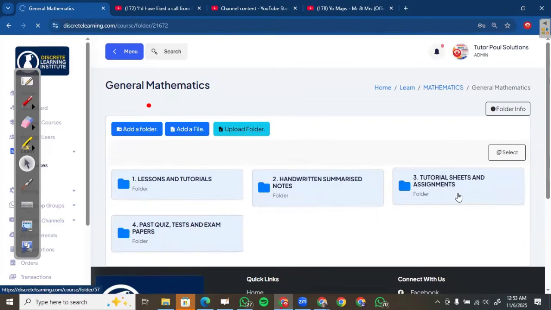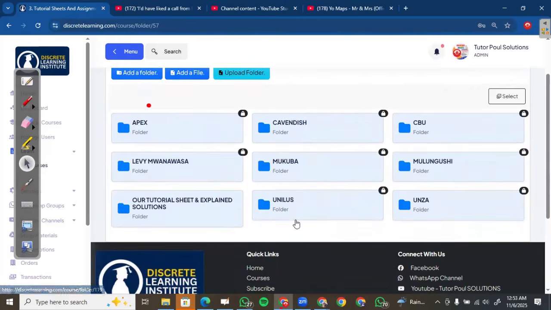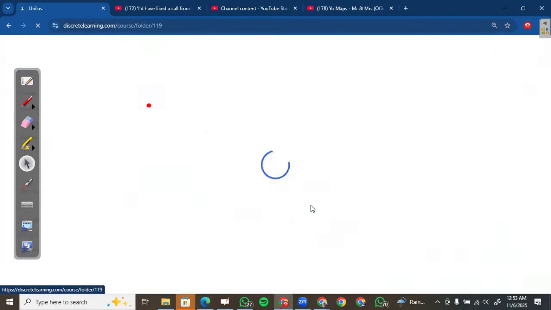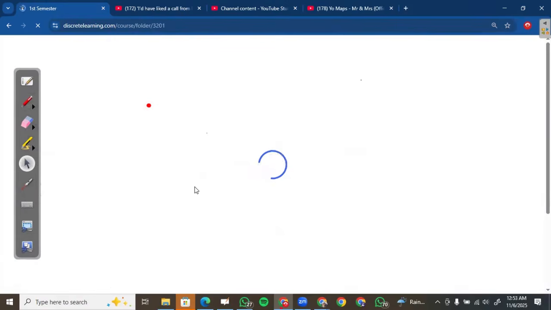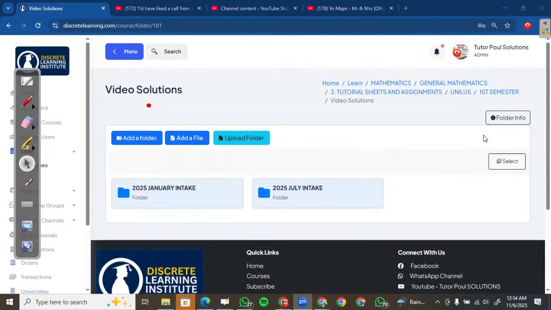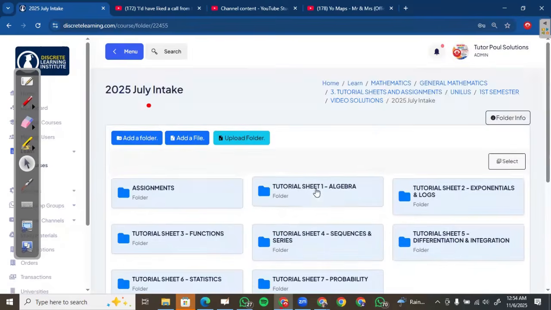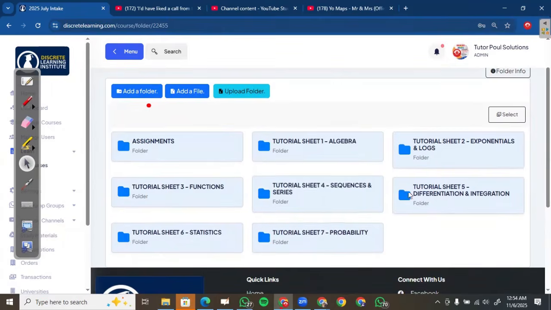If I go in the tutor sheets and the assignments, you see that there are a lot of universities. So you go in your university. I'll go in Unilus because that paper was for Unilus. It depends if you're in semester 1 or semester 2. For this video, I'll go in semester 1. I'm going to find the video solutions to all the tutorial sheets. Once it opens, you see there's January intake videos. There's also 2025 July intake. So you go in the July intake. You're going to find the videos for the assignments and the tutorial sheets, all of them, from tutorial sheet 1 all the way up to tutorial sheet 7. We solved all the questions here.